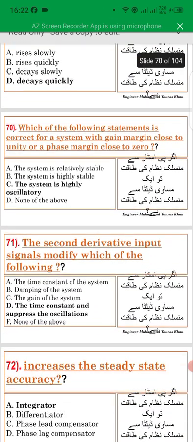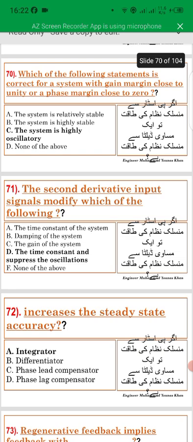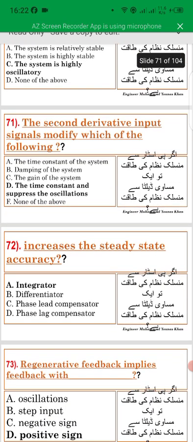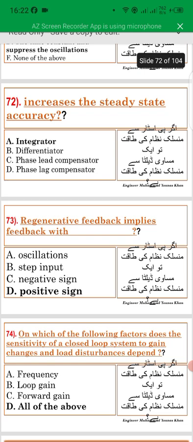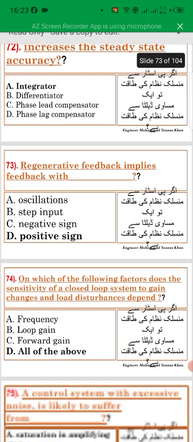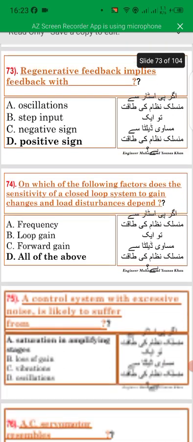Which of the following statements is correct for a system with gain margin close to unity or a phase margin close to zero? The system is highly oscillatory. The second derivative input signal modifies which of the following? The time constant and suppresses the oscillation. Increase the steady state accuracy: integrator. Regenerative feedback implies feedback with positive sign.